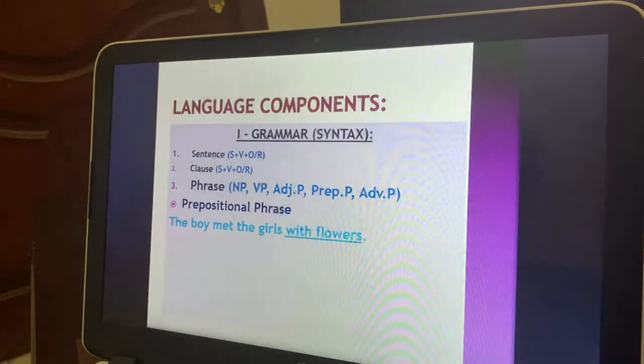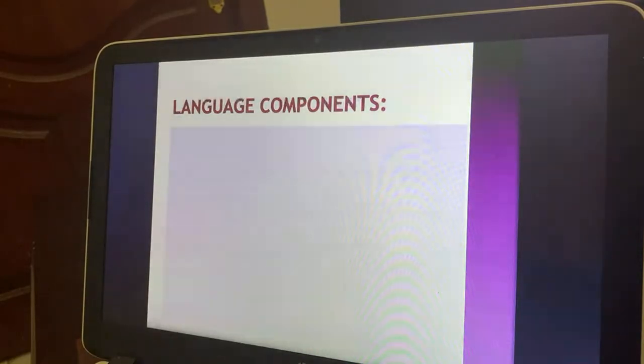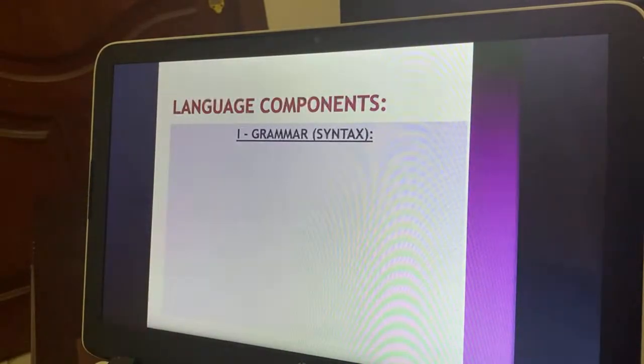So we can translate it as قابل الصبي الفتيات مع الورود أو حاملا الورود if it is him, أو حاملات الورود إذا كان يتحدث عن البنات. فهذا لها معنيين، هذه العبارة أو هذه الفريز اللي هي عبارة في حالة الجر.